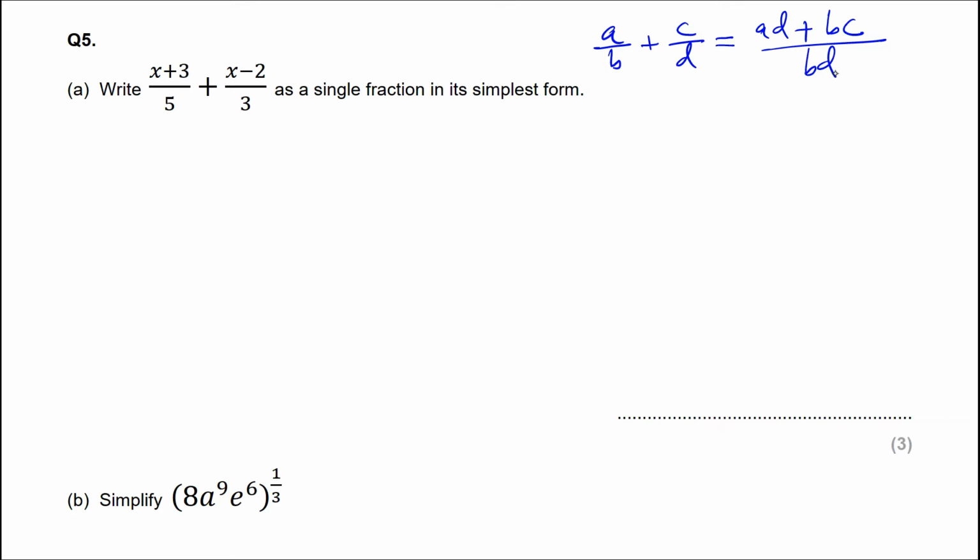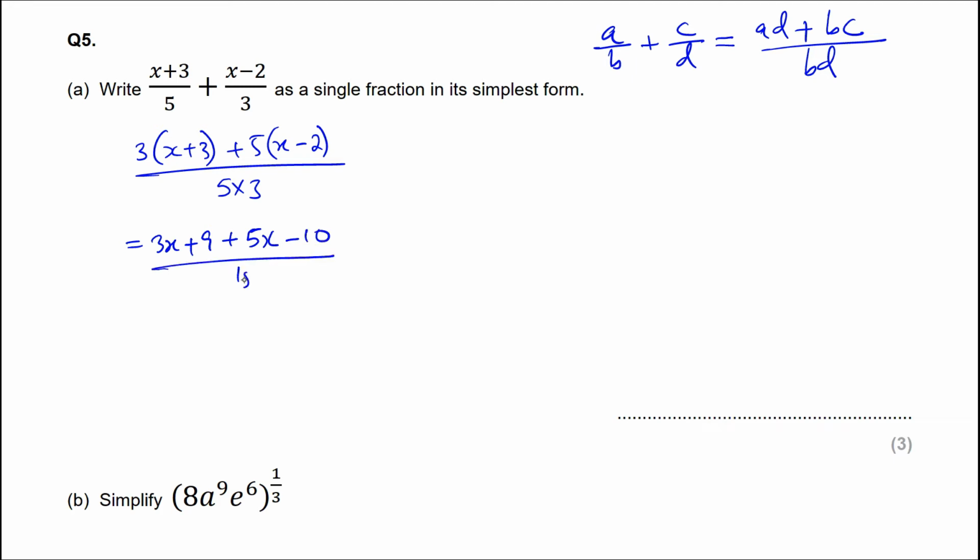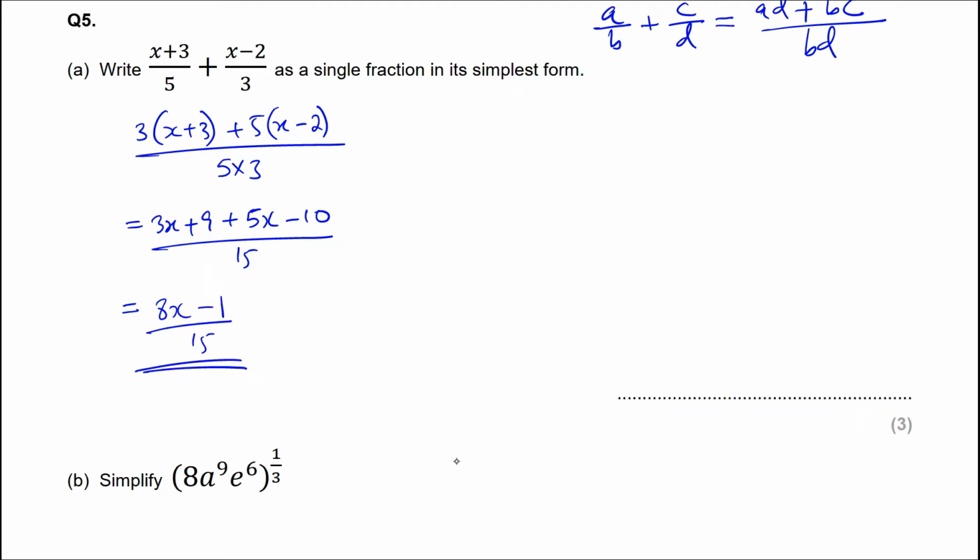So you can apply the same approach here to basically simplify these two fractions. So here we'll have 3 multiplied by x plus 3 plus 5 multiplied by x minus 2 over 5 multiplied by 3. So that simplifies to 3x plus 9 plus 5x minus 10 over 15. And this will simplify to 8x minus 1 over 15. And that's basically how you simplify that fraction.